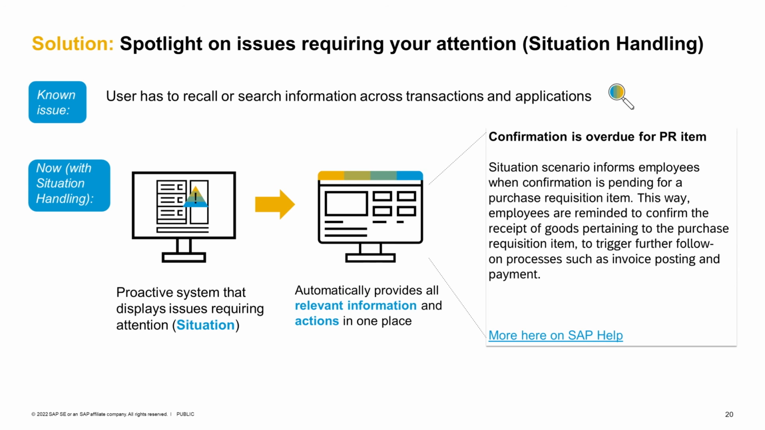One of the situation handling scenarios that relates to the two demos we just saw is when confirmation is overdue for purchase requisition items. The feature will inform employees that a confirmation is still pending for a purchase requisition item, and thus employees are reminded to confirm the receipt of goods pertaining to those purchase requisition items, so as to trigger further procurement processes such as invoice posting and payment further down the line. If you want more information about situation handling, including this particular situation, visit the SAP Help portal.